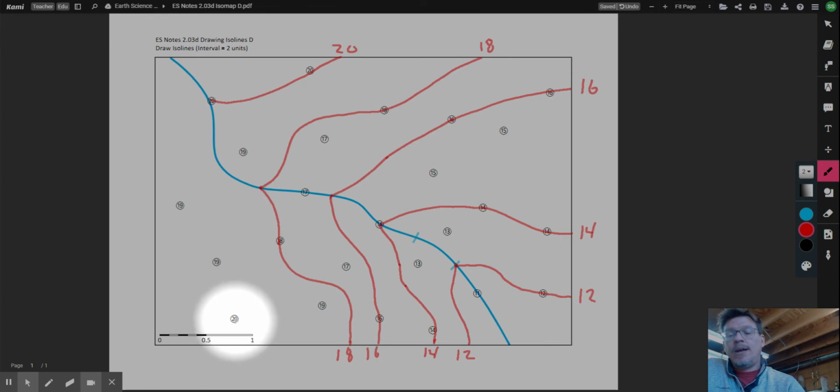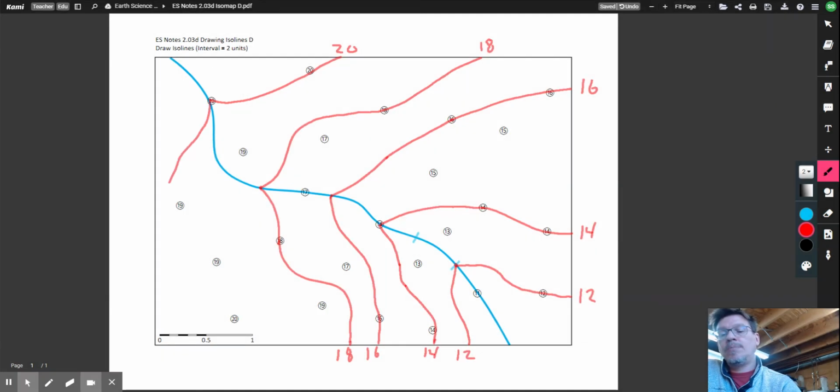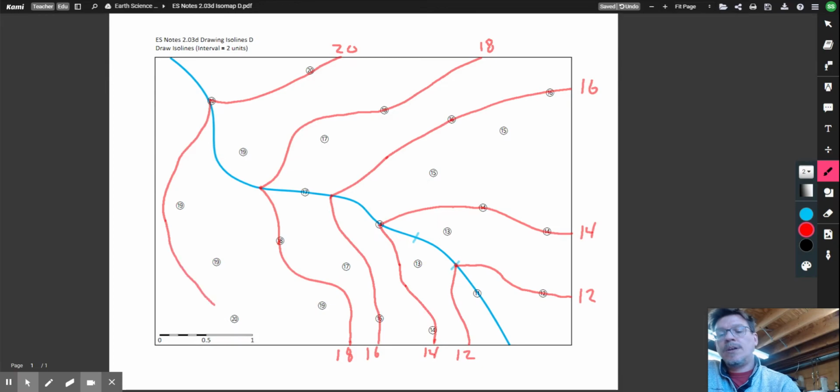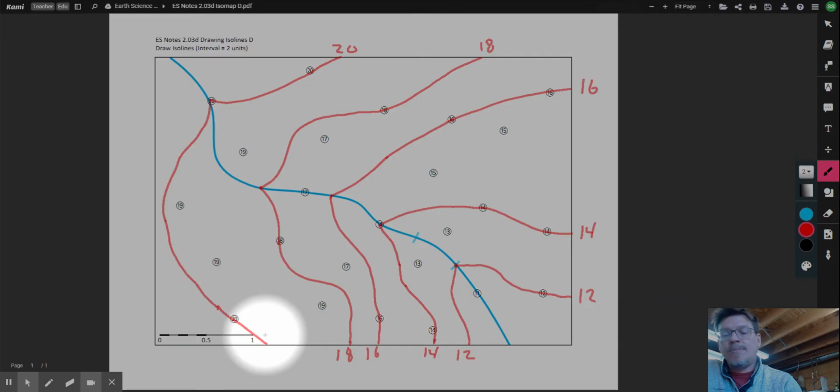There's a 20 way down here, but I can't go between 18 or 19 or the river and 19, because remember, there's probably a 19 right here, so I can't really go between 19 and 19. So what I'm going to do here is create that sharp angle. I'm going to go around the 19 here, and I'm also going to go around the 19 here, come down, hit the 20, and then go off the map.